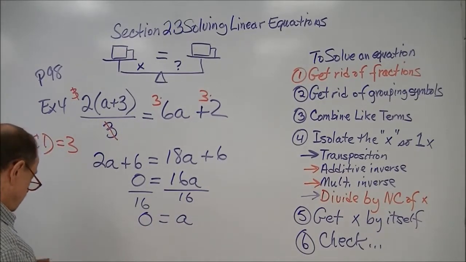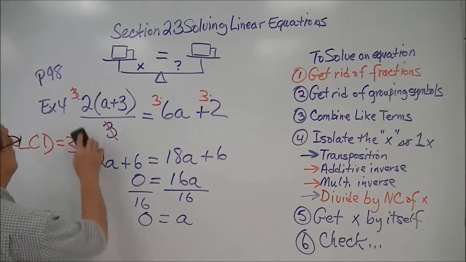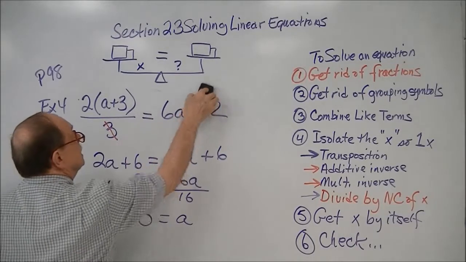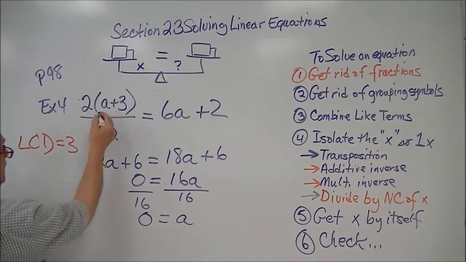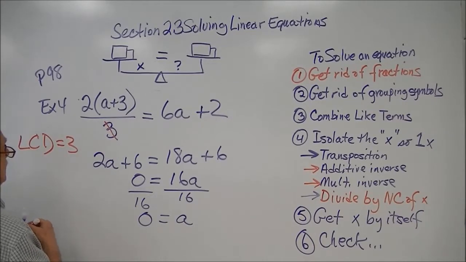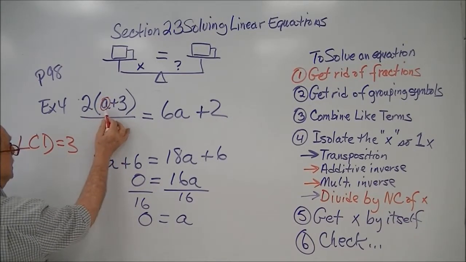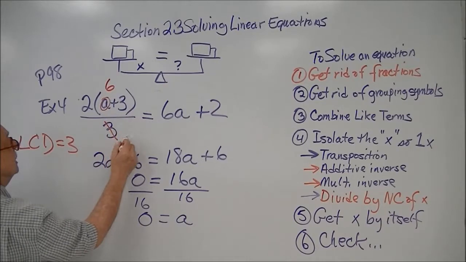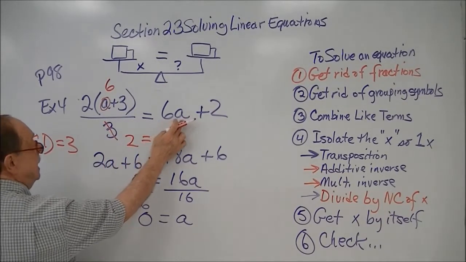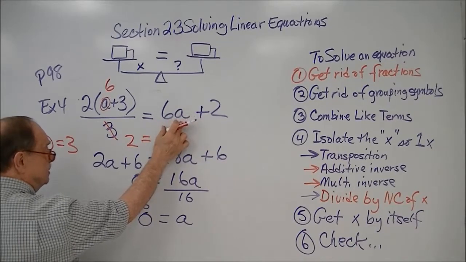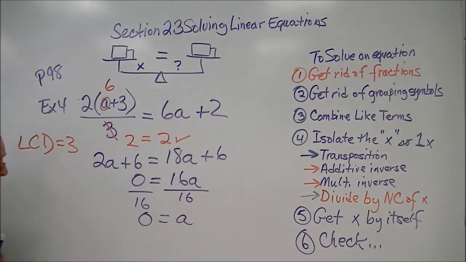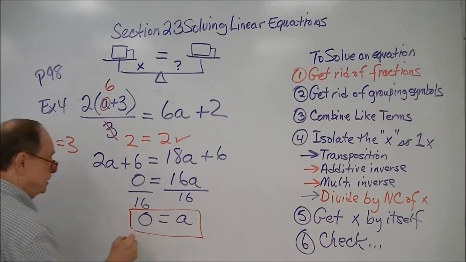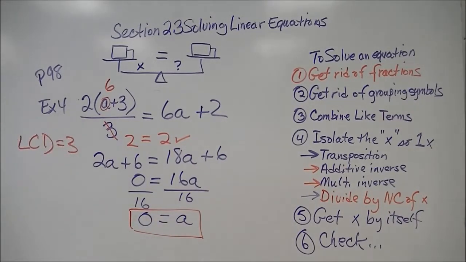And let's just check it out. And we'll get rid of this up here too. So if a is 0, let's use red here. 0 plus 3 is 3. 2 times 3 is 6. 6 divided by 3 is 2. If a is 0, 6 times 0 is 0 equals 2. And the check is correct. 0 is a good answer. Now there are some equations where other things happen, and we'll be going over that as we continue.